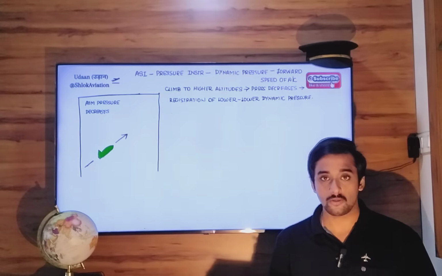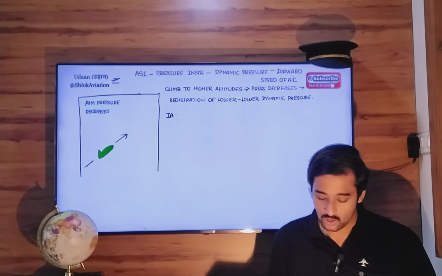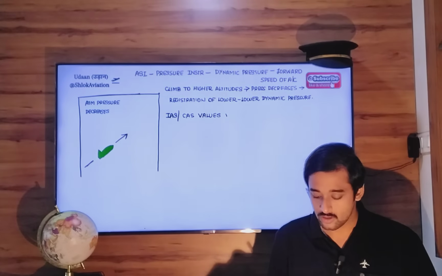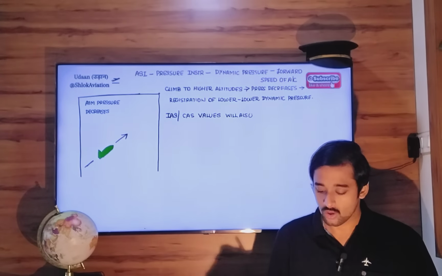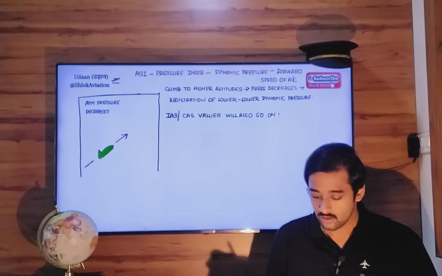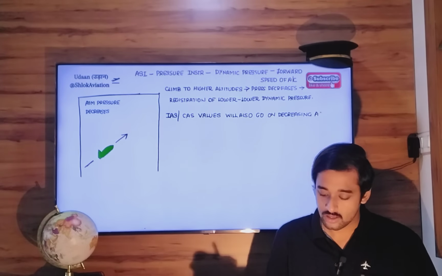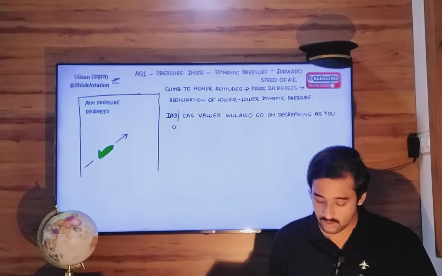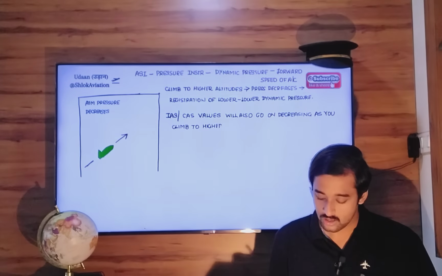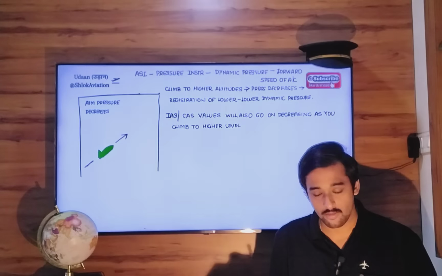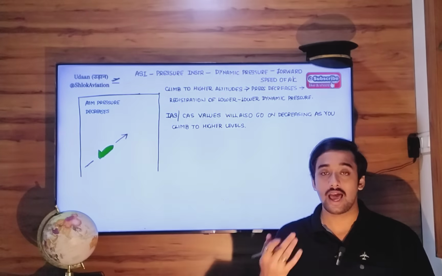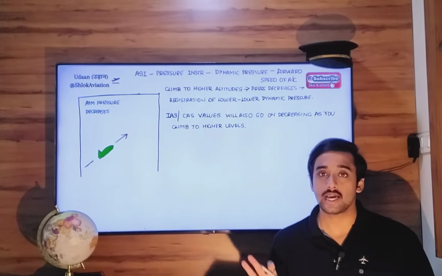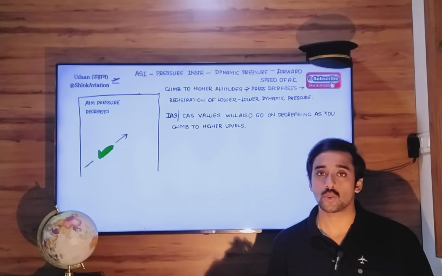So the indication shown by the airspeed indicator, that is indicated airspeed or calibrated airspeed value, that value will also go on decreasing as you climb to higher levels or higher altitudes. Remember this. Now, this is what will happen to your calibrated airspeed. The values will go on decreasing.